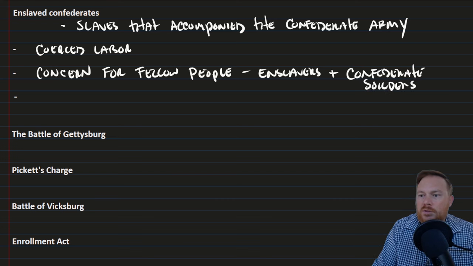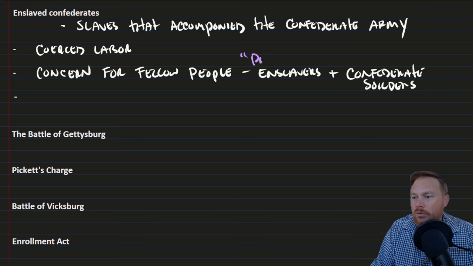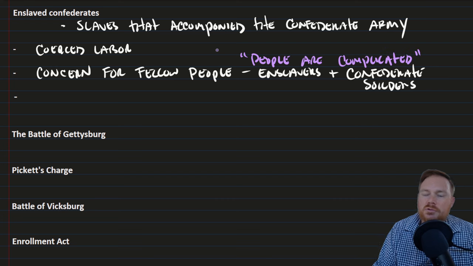I think the textbook even uses the quote, people are complicated. So it was possible for someone who was enslaved to want the Confederacy to lose the war, but could still show some concern for those people around them.